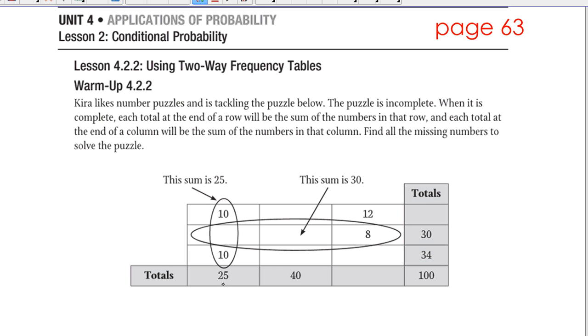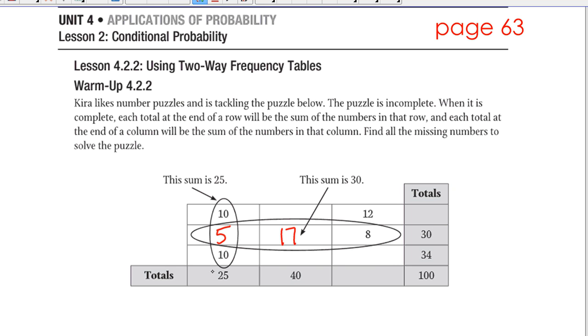So I would just start here and say, okay, 10 plus something plus 10 is 25. So 10 and 10 is 20. I need 5 more to get to 25, so therefore I know 5 goes here. Then the next total that I can work with, here we have now 5, something, and 8, so 5 plus x plus 8 should get me to 30. Well, 5 and 8 is 13, and I need 17 more, so if I add those together, I get to the 30 on the right-hand side.